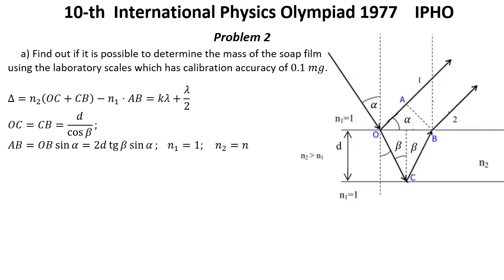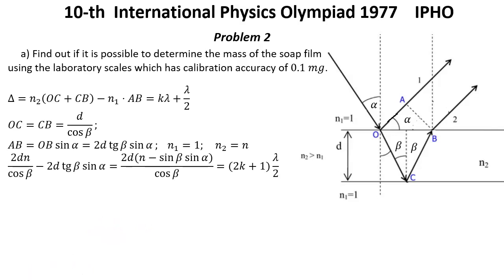Now let's count this equation using trigonometry. We have OC equals CB equal d over cosine beta, where beta is angle of refraction. AB equal OB multiplied by sine alpha, where alpha is angle of reflection. And because OB equal 2d tangent beta, we have AB equal 2d tangent beta multiplied by sine alpha. In our case, n1 equal 1 and n2 just equal n.